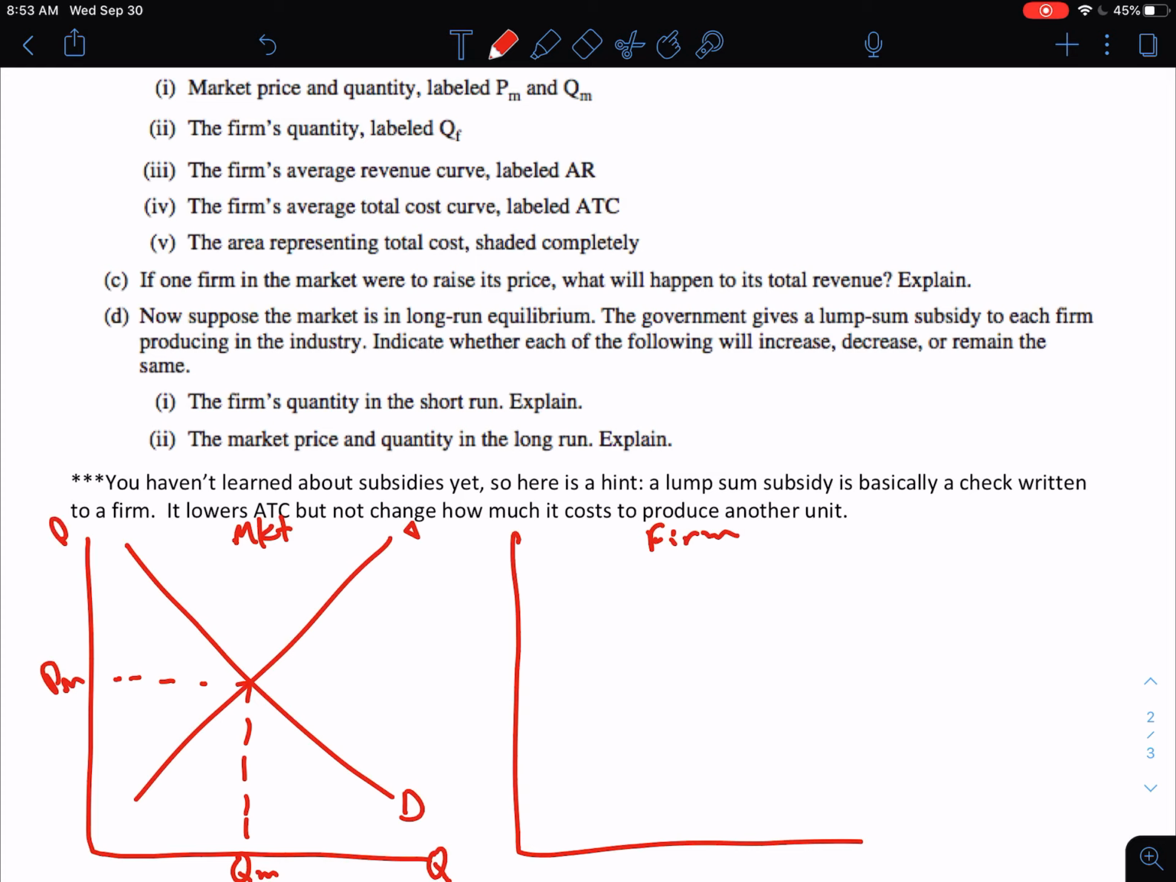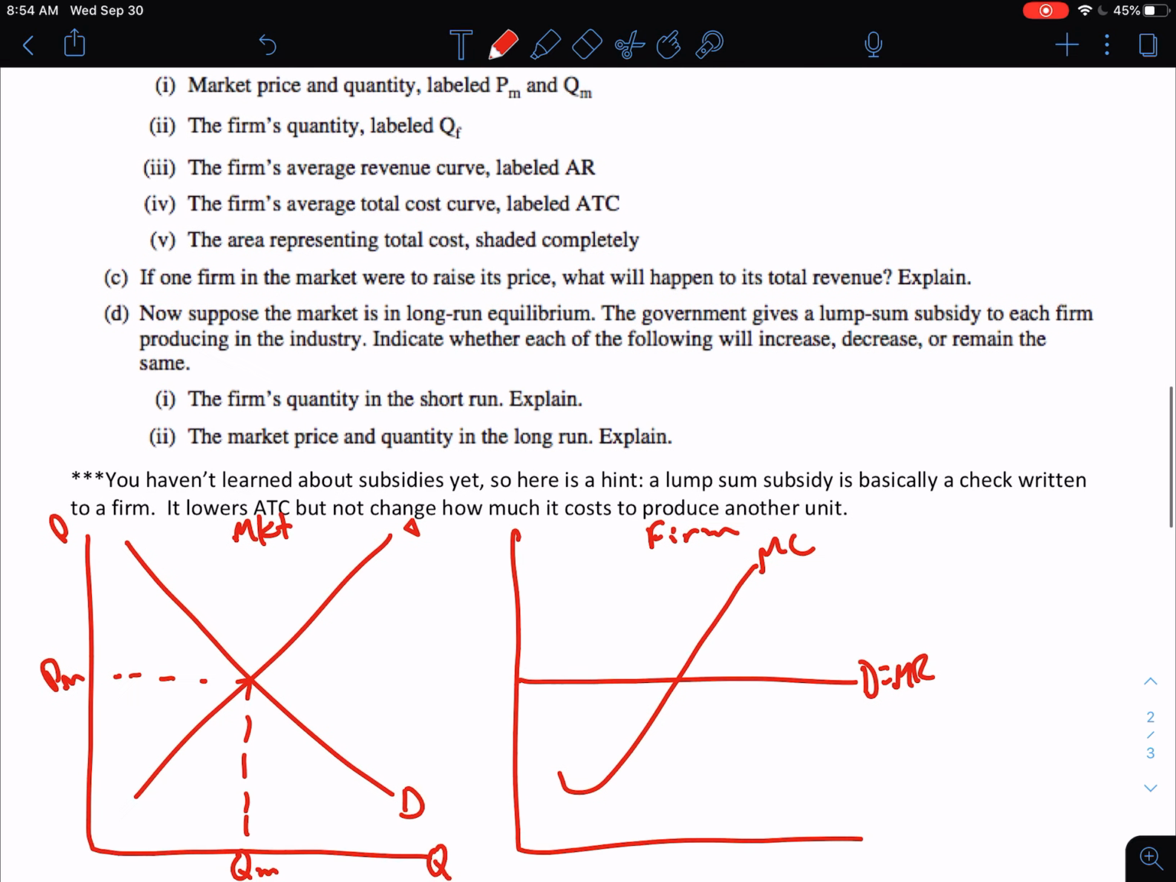The firm's quantity, so we've got to draw our demand equals marginal revenue, and then our marginal cost. Now we are earning positive economic profit, so let's not forget that. That means that our average total cost curve is going to be below our price. So for the firm's quantity, which is going to be dictated by MR equals MC, this is QF. We got that one done.